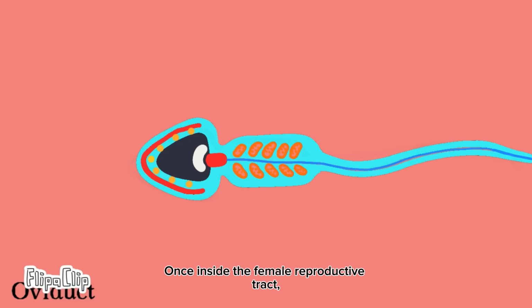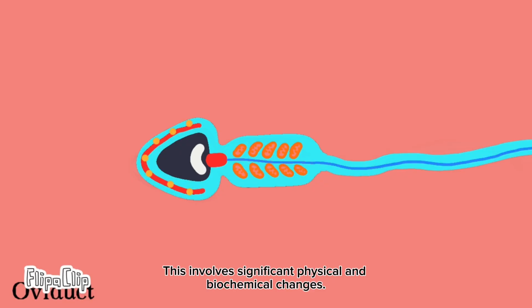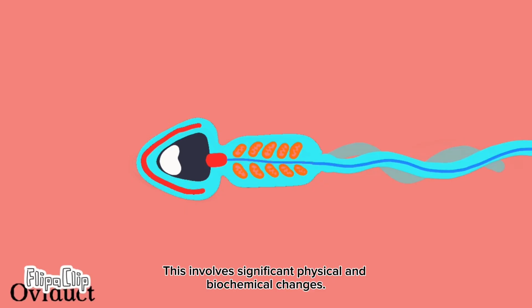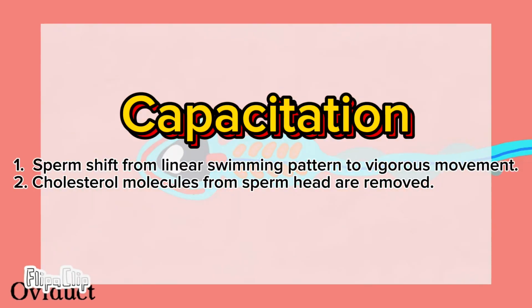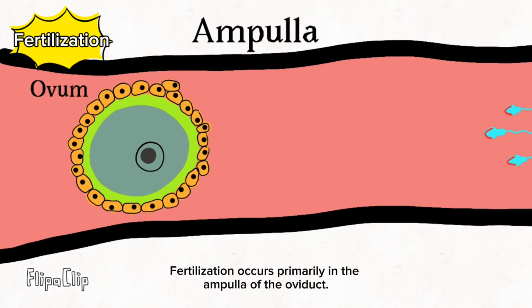Once inside the female reproductive tract, sperm must undergo a process called capacitation, which takes about 6 to 10 hours. This involves significant physical and biochemical changes. Firstly, sperm shift from a linear swimming pattern to vigorous, hyperactivated movement. Secondly, molecules like cholesterol are removed, preparing the sperm for the acrosome reaction. Fertilization occurs primarily in the ampulla of the oviduct.